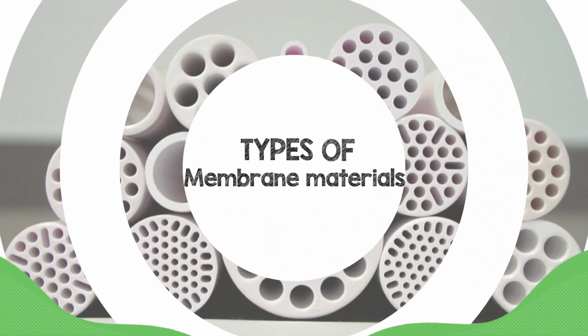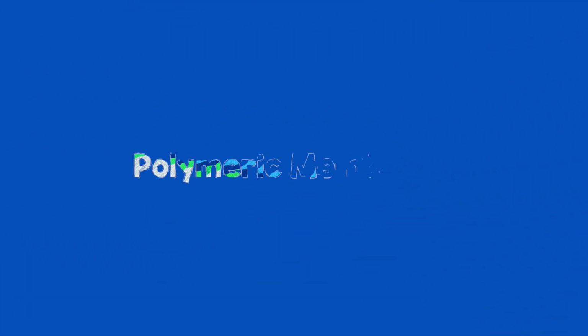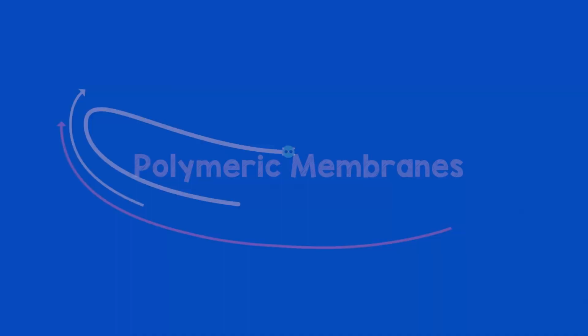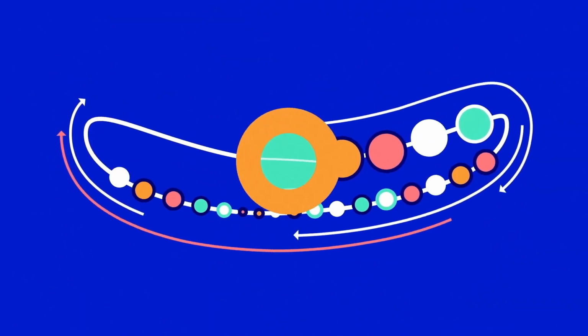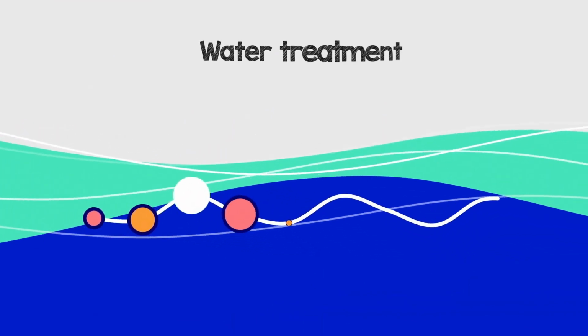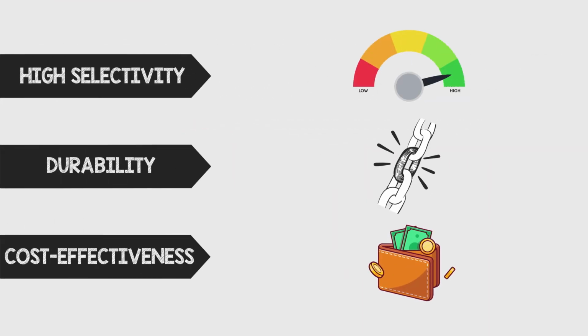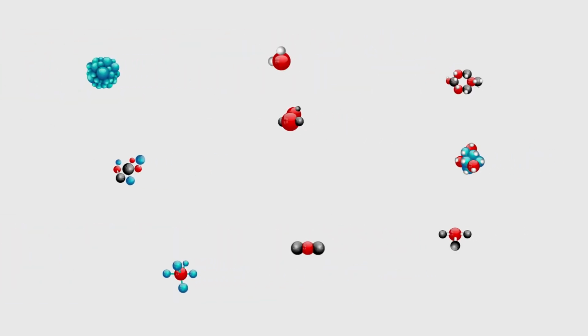Types of membrane material. 1. Polymeric membranes. Polymeric membranes are made of synthetic polymers. These membranes are widely used in water treatment due to their high selectivity, durability, and cost-effectiveness. Polymeric membranes are available in different pore sizes.